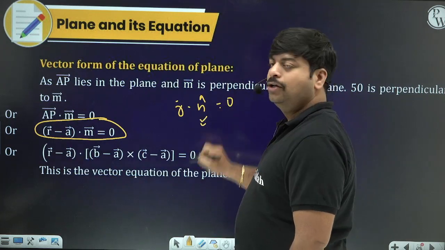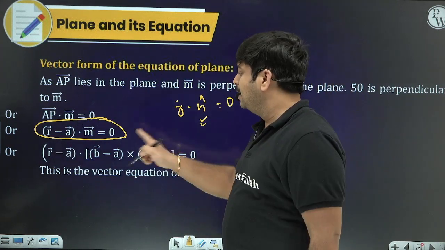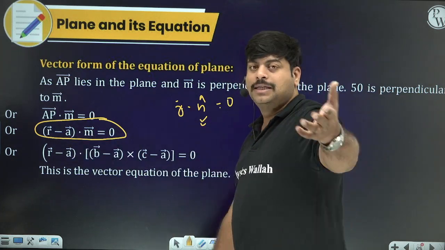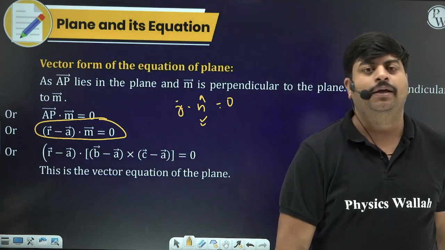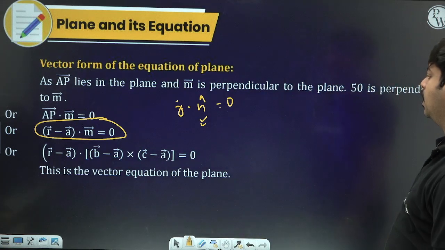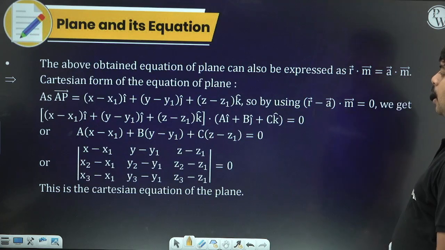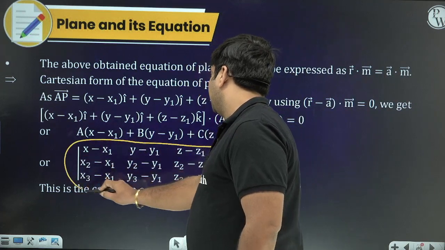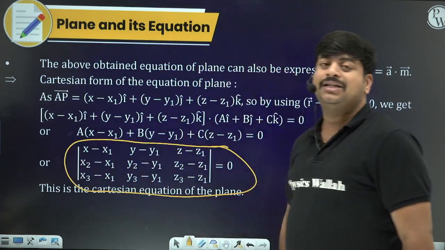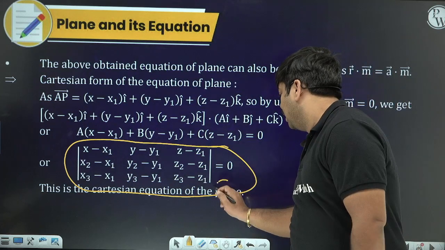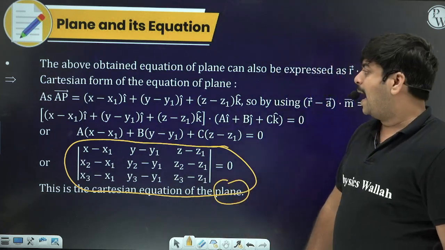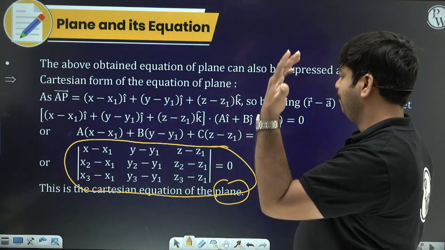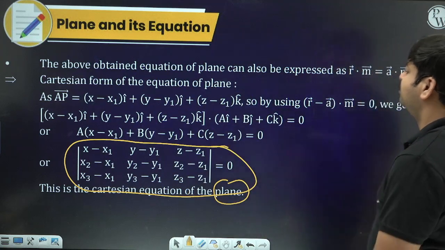But now we are not having that normal. We have some perpendicular line. So that is m bar. And for that point, it is not origin anymore. It is a point A. So r bar minus a bar is the vector. Okay. That is one line vector. Right. So from there we'll be getting this equation, the same as x minus x1, y minus y1, z minus z1 and so on. So this will be the Cartesian form of the plane. Understand once again, the Cartesian form of the plane passing through x1, y1, z1, right? And m cap be the perpendicular line, okay?